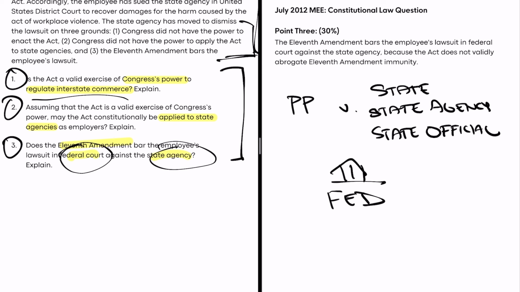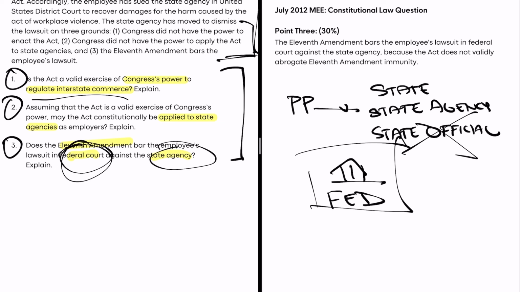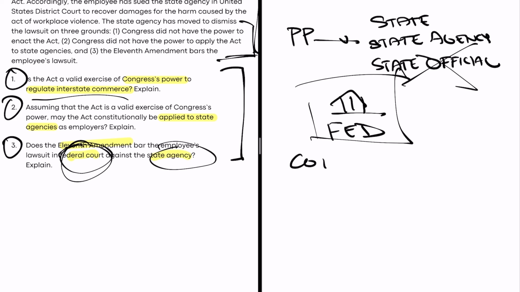Here, this is exactly what we had. We had a private party suing a state agency in federal court, right? So the 11th Amendment was triggered. We have a private party suing a state agency in federal court. Because it's a state agency, not a state official, there's only 2 exceptions here we really have to worry about. And that's consent and congressional authorization, right?